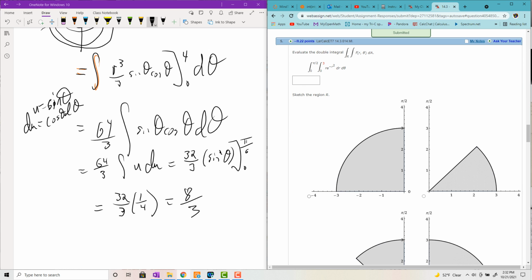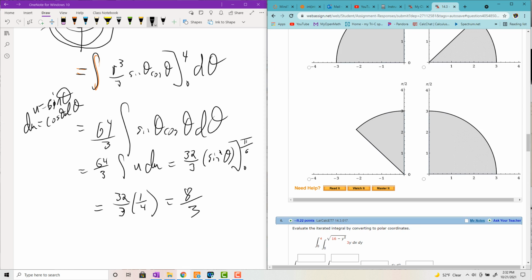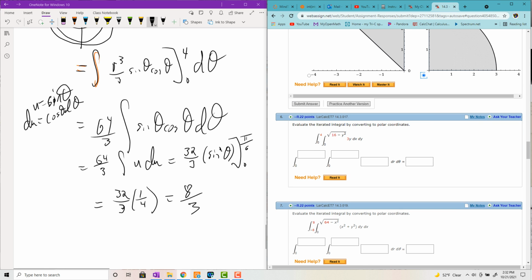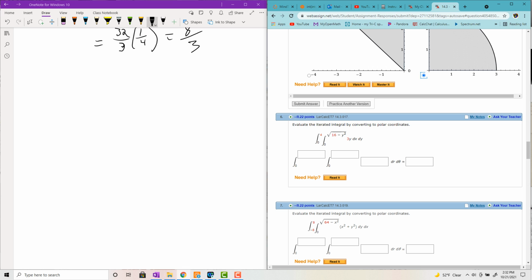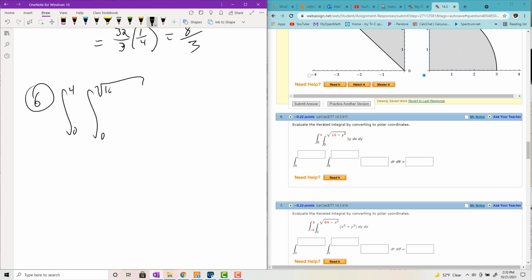Okay, so great. More of the same stuff. What is this region? 0 to 3 and 0 to pi over 2. So 0 to 3 is here, and 0 to pi over 2, so it's this guy right here. Now we're into actually evaluating iterated integrals. So number 6, 0 to 4, the inner integral 0 to the square root of 16 minus y squared, and we have 3y dx dy.